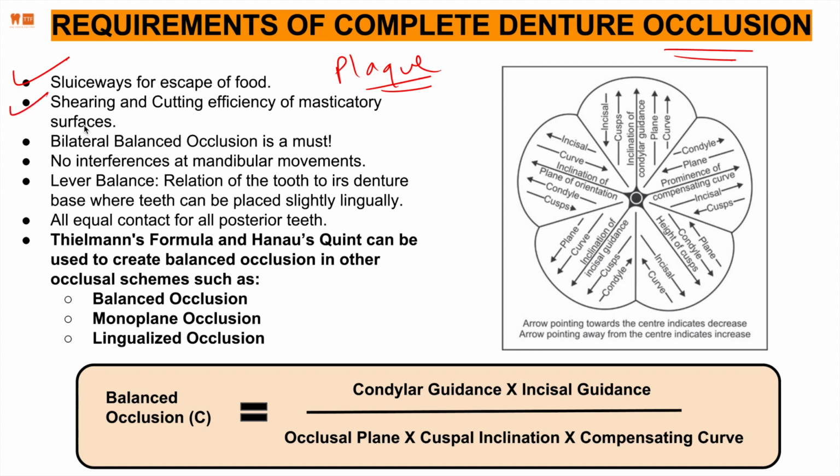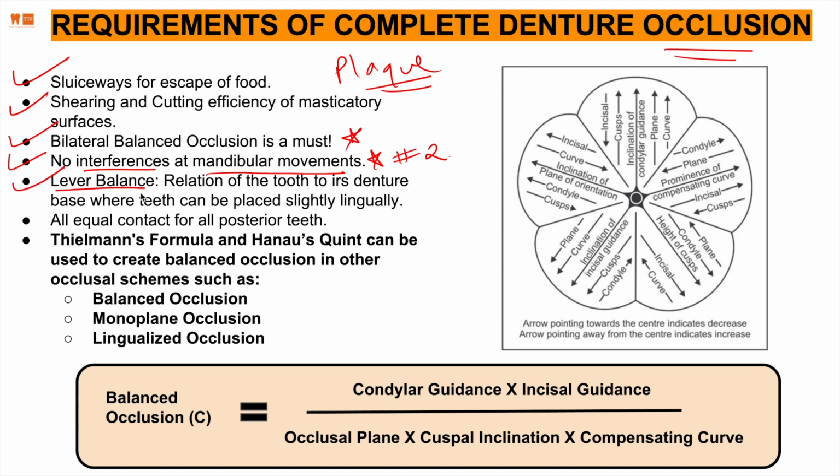The other is shearing and cutting efficiency of masticatory surfaces. So we need to make sure that certain angles of the cusps, the inclinations, are good enough for cutting and shearing forces as well, because we're replacing natural teeth. And of course, bilateral balanced occlusion is a must. We've talked about that and we will continue to do so. We also need to make sure that there are no interferences during mandibular movements. This is our next lecture.